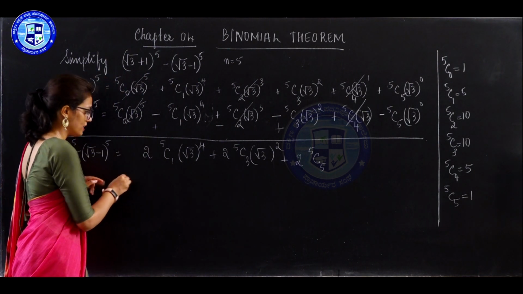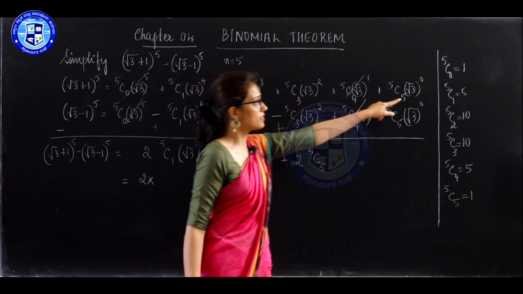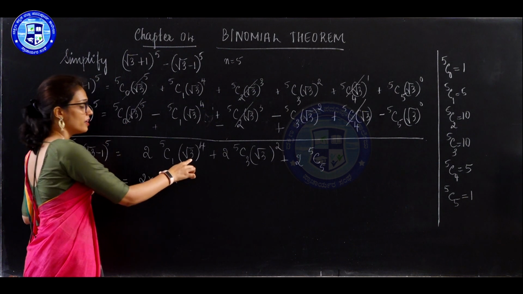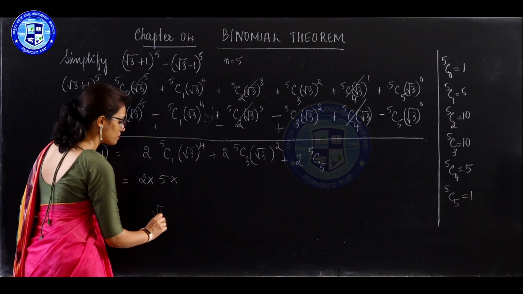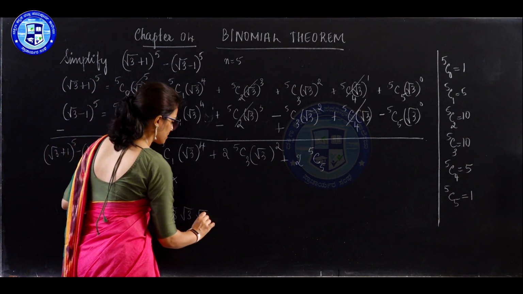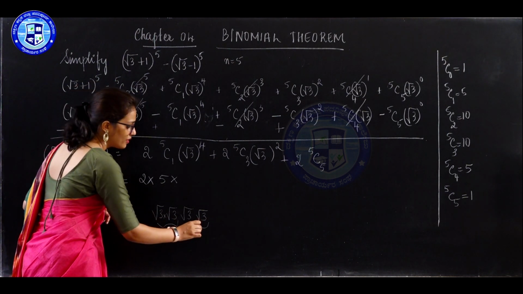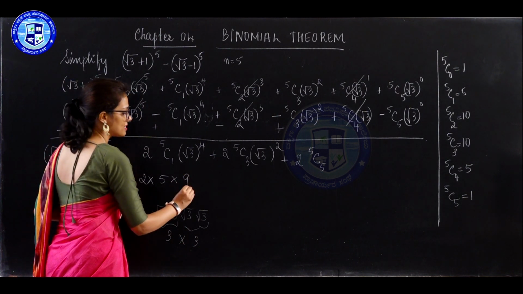Now, let us calculate the value. This is 2 into, I have written down what is 5c1. 5c1 is 5. So, 2 into 5 into, we have root 3 to the power 4. What do you mean by root 3 to the power 4? It means you are multiplying root 3 four times. Okay. So, when you multiply this and this, you will get 3. When you multiply this, you will get 3. So, 3 into 3 will give us 9.